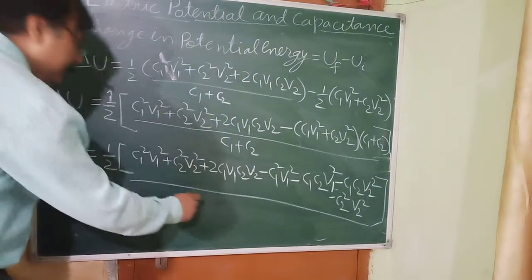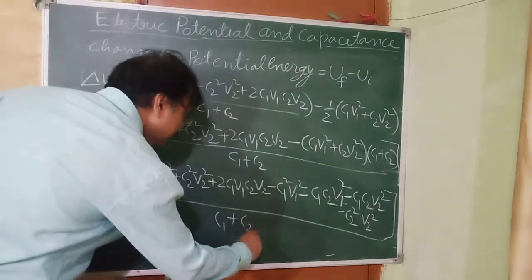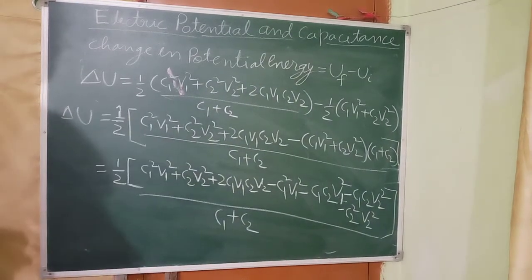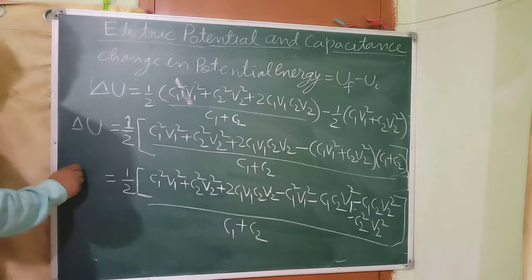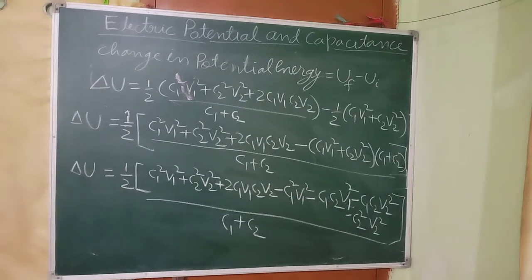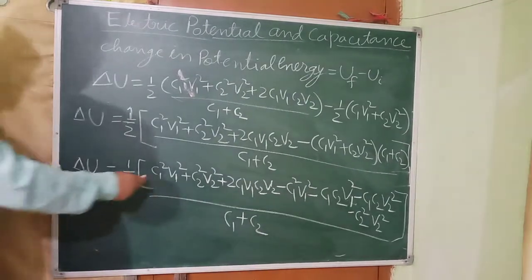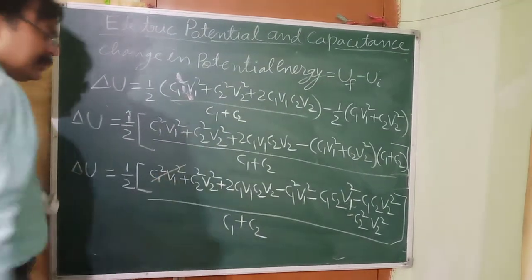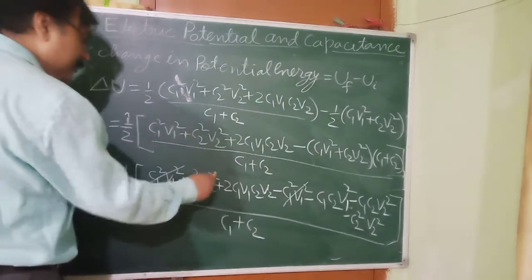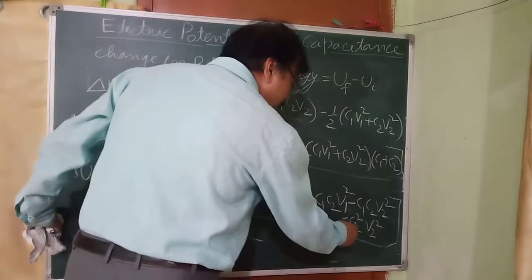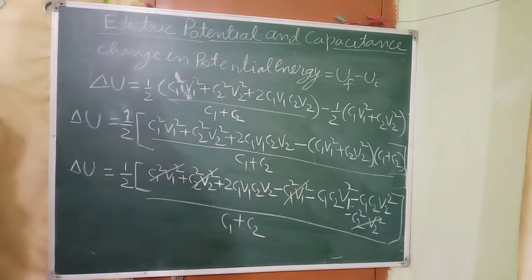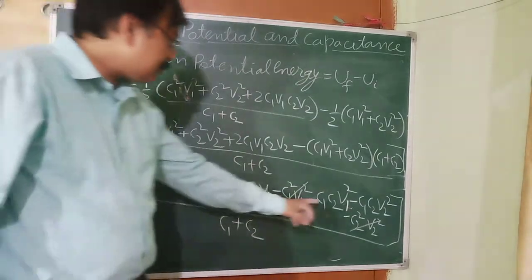And now the denominator is C1 plus C2. Okay. So we got this now. Now we have to check the terms which are going to cancel. Here C1 square V1 square is plus, and here C1 square V1 square is minus. Here C2 square V2 square is plus, and here C2 square V2 square is minus. Okay. That can be cancelled. Now what is left? We are left with this, this and this term.